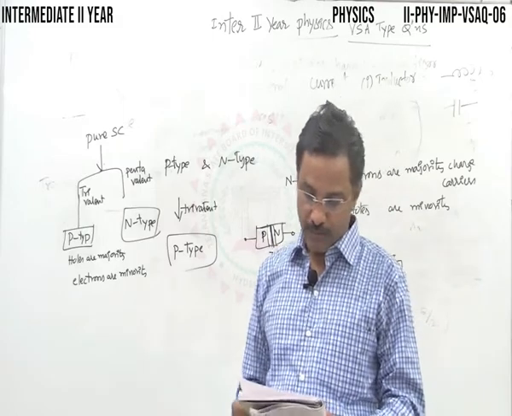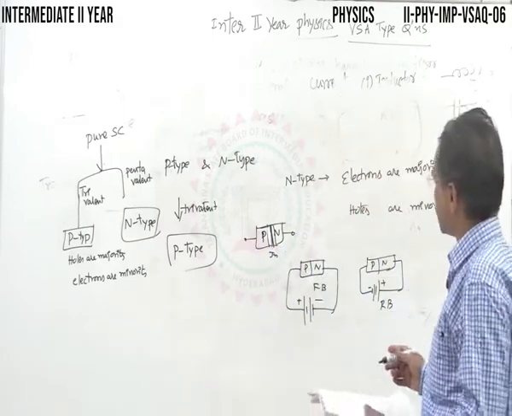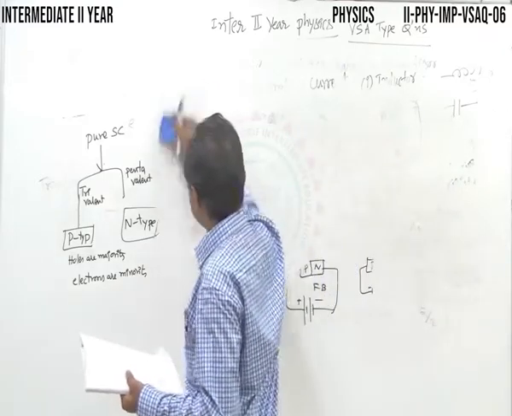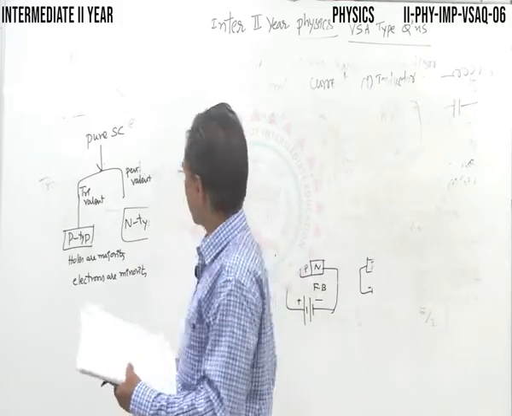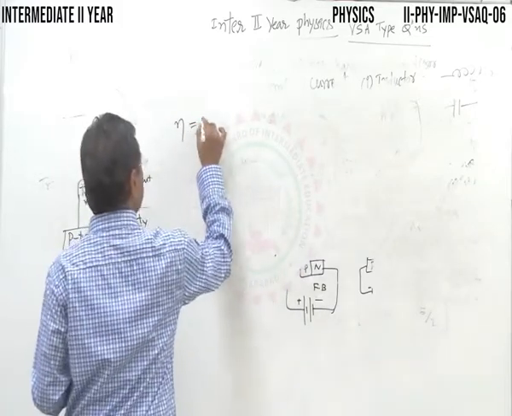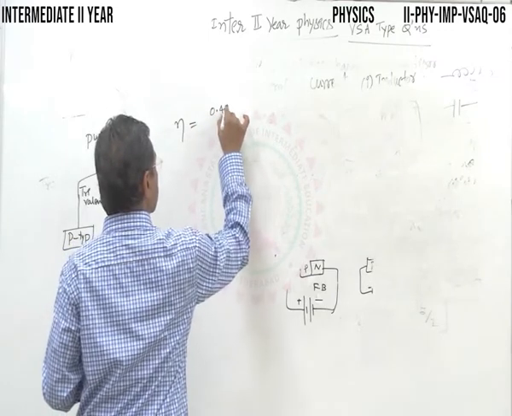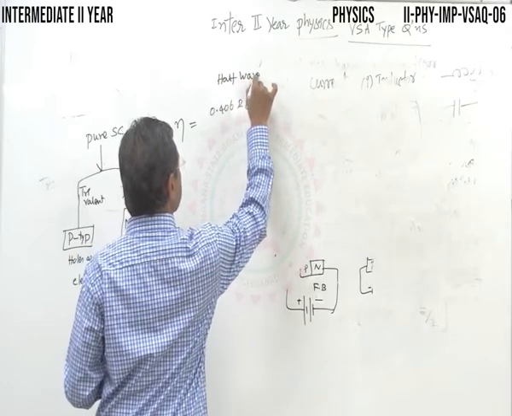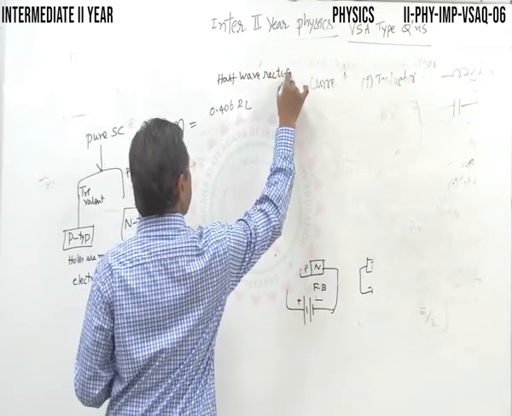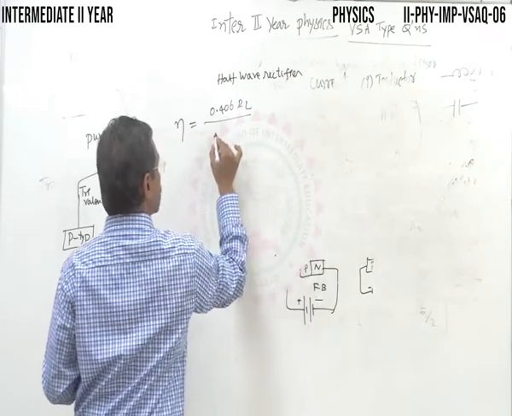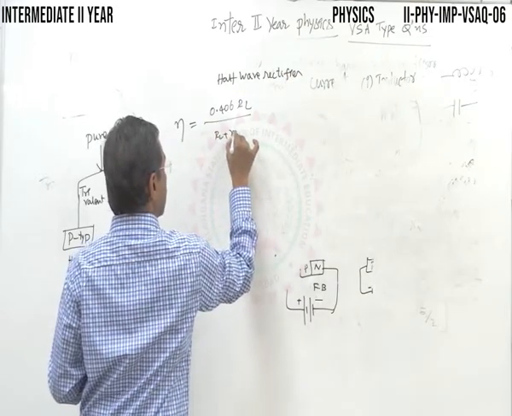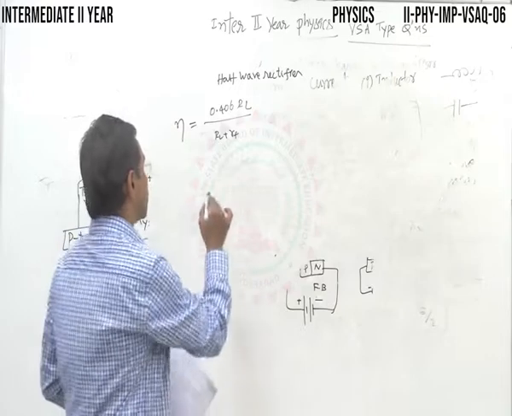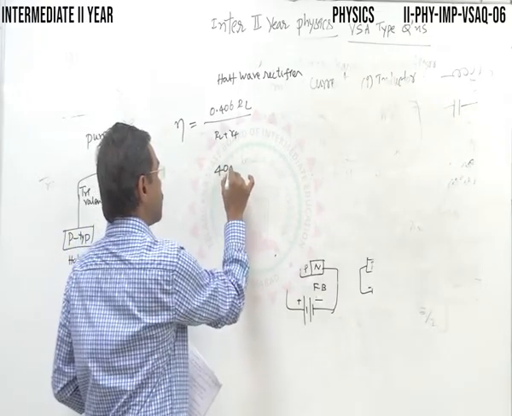So what is the maximum rectification here? Half wave rectifier, full wave rectifier. These are important questions for 4 marks as well. Efficiency of a rectifier: for a half wave rectifier, the efficiency is 0.406 RL by (RL plus RF). The expression is very, very simple. And the percentage of rectification is 40.6%.